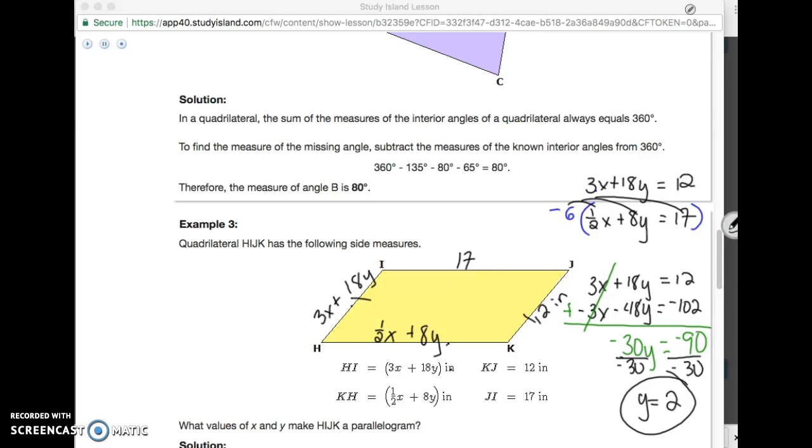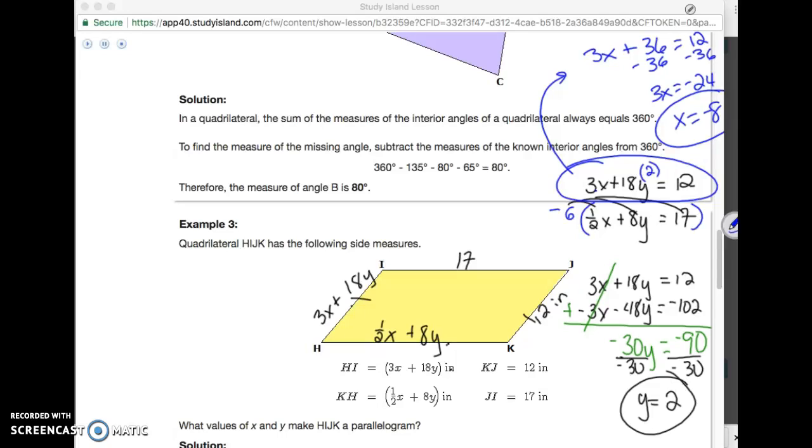And then coming back to our problem, I'm going to look at just this top equation. We know that y is 2, so this becomes 3x plus 18 times 2 equals 12. So again, it's just a matter of solving that one. So our answers are y equals 2 and x equals negative 8. And again, the only geometry part was that our opposite sides have to be congruent. They have to be equal.